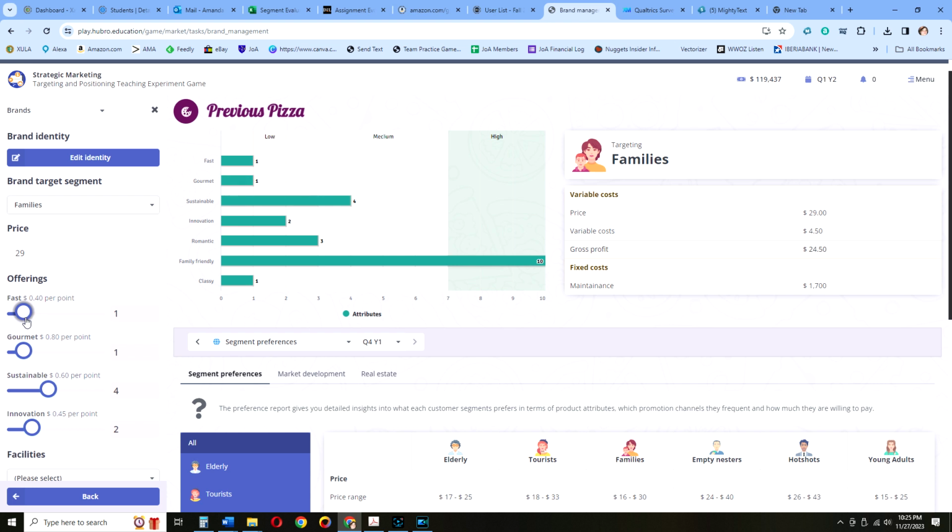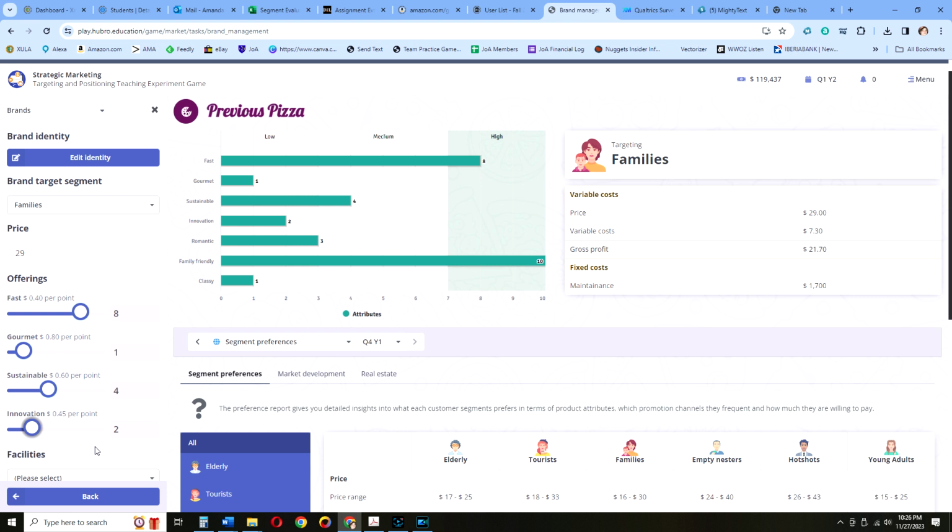So family said they want an 8 for fast, so I'm going to bring this up to an 8. And they wanted a 1 for gourmet. They wanted a 4 for sustainable. And they wanted a 2 for innovation. Whoops, 2. So this section up here is about our pizza characteristics, and those are where our variable costs come from.